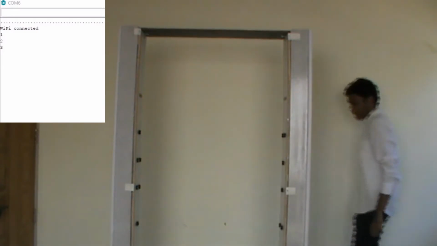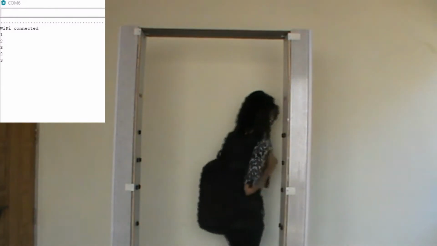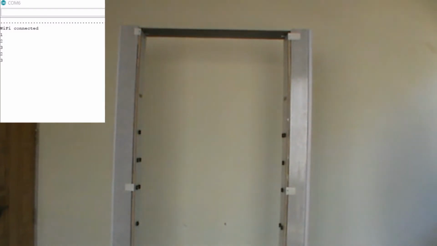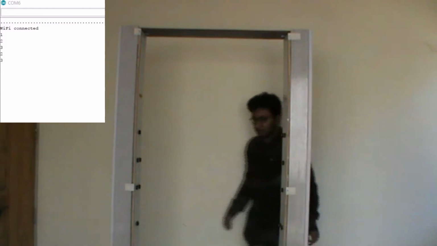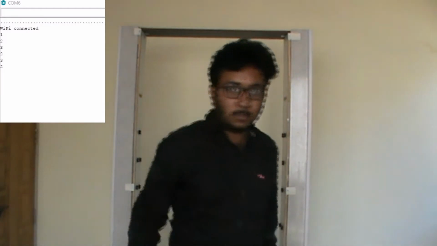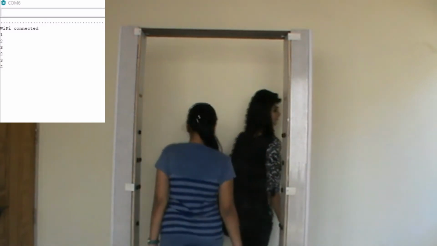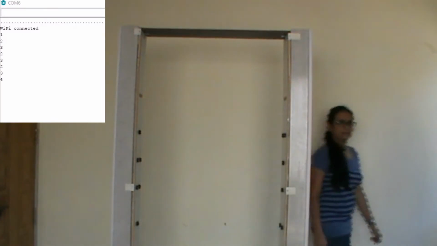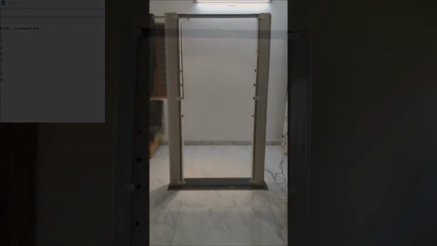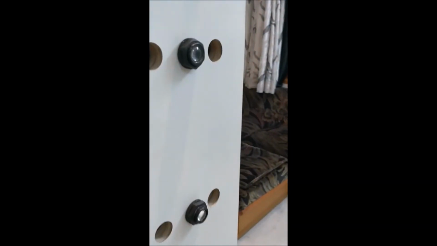On moving in the opposite direction, the counter decreases. The counter increments even if the passenger is carrying a bag or something. The system works fine even if the passenger boards the bus in quick succession. We are using IR sensors here.